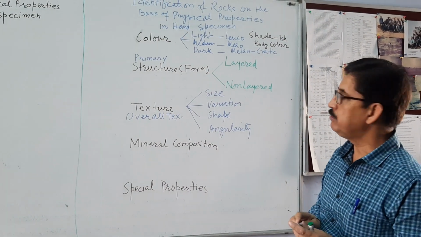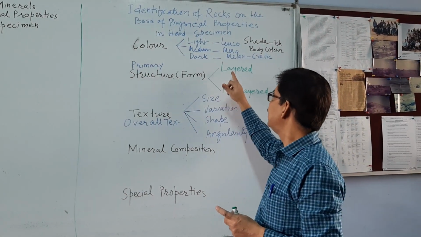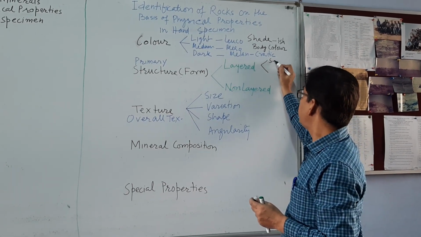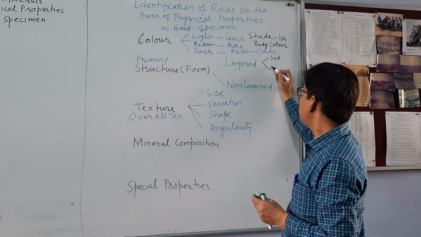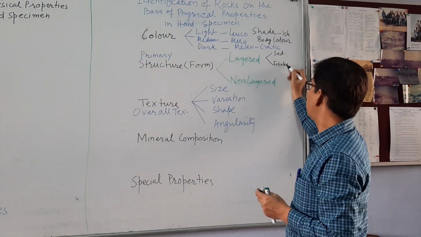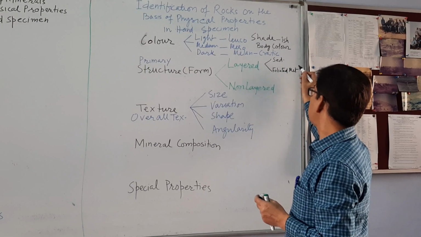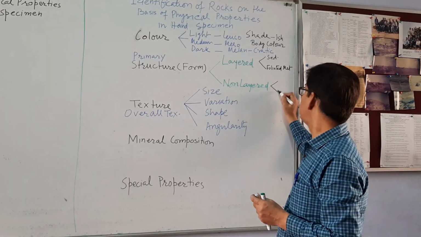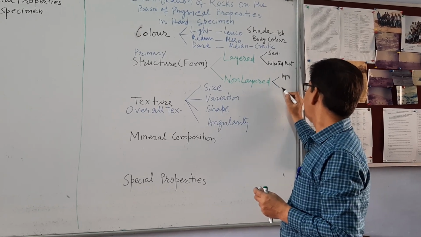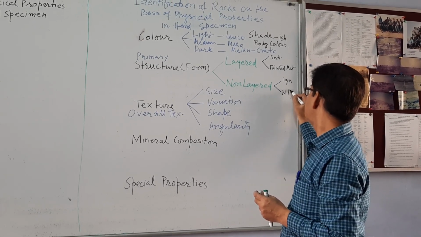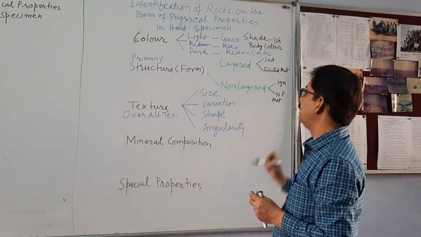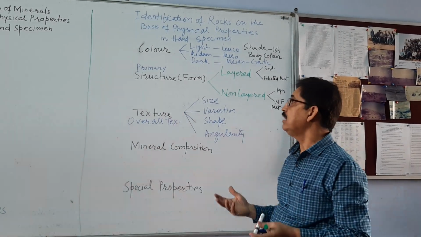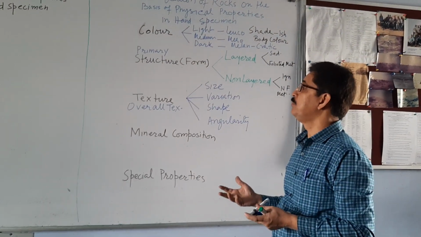Then the second most important thing which we will try to see is if that rock is layered or non-layered. If the rock is layered, we can doubt it to be sedimentary rock or foliated metamorphic rock. But if the rock is non-layered, then we will doubt it to be igneous rock and non-foliated metamorphic rock. So we have to decide at this very level whether we are identifying an igneous rock or metamorphic rock or sedimentary rock.